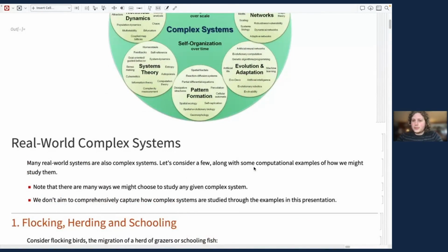So I'd like to consider a few examples with you and how we might study them with some computational examples. I'd like to note that there are many ways that we might choose to study any given complex system, and in this presentation we obviously can't show all of them because it's such a large, broad field. Also, for any given system, we'll always have to make some simplifying assumptions in order to model the system in a way that's tractable.